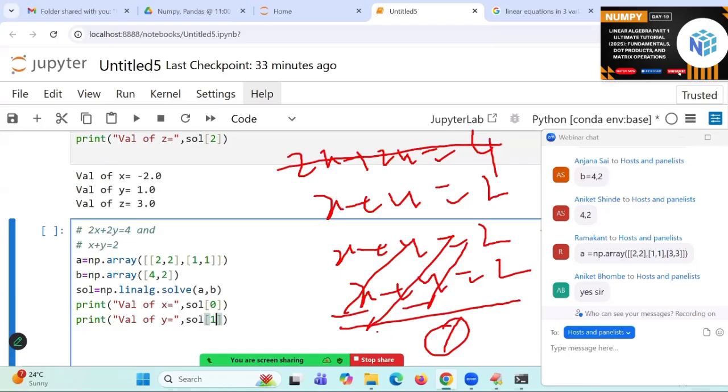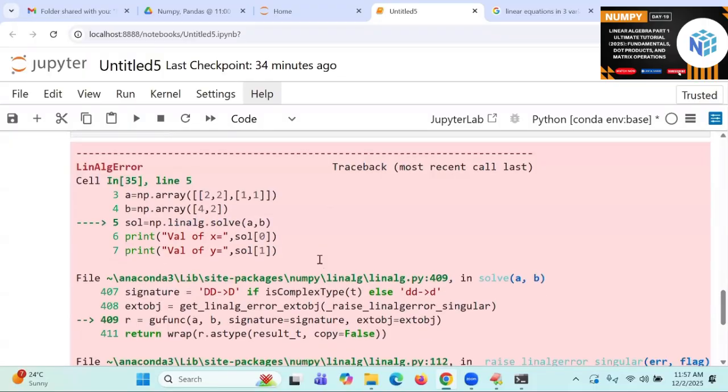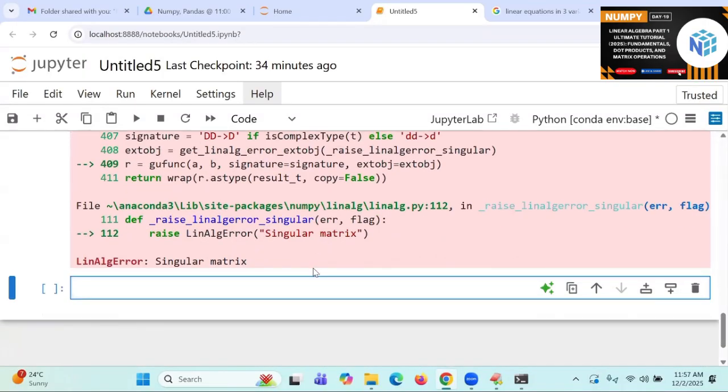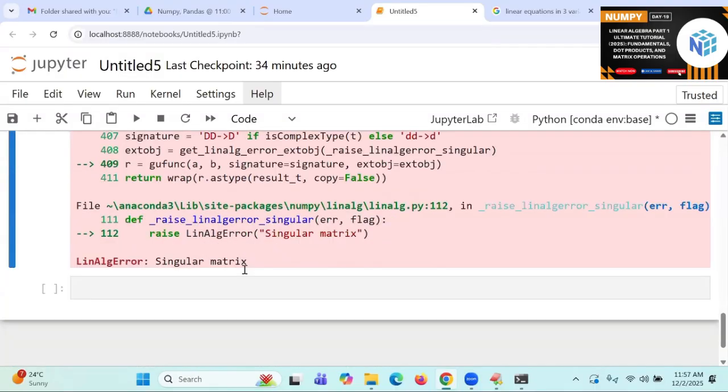Are you following this? Coming back to the point, the answer is a singular matrix. So a linalg error is coming. No x value, no y value is coming. It is raising an error called singular matrix. There is no output coming. X and y values are not there. It is going to give you the error called linalg error. Which error? Linalg error.